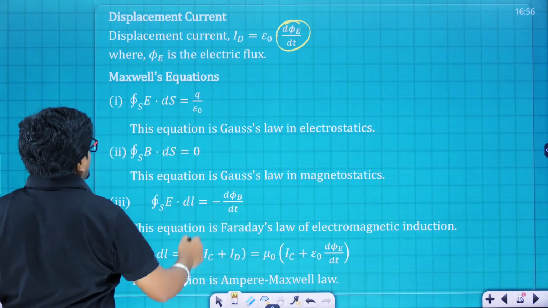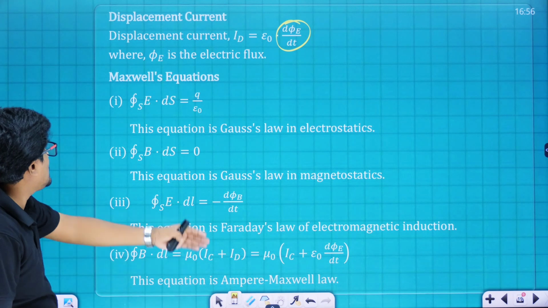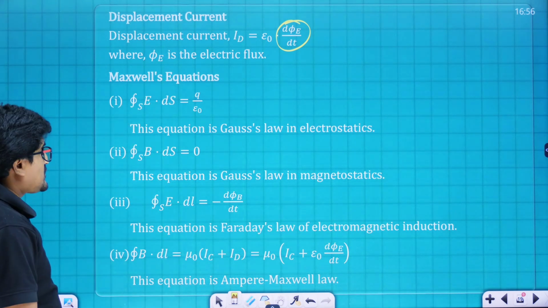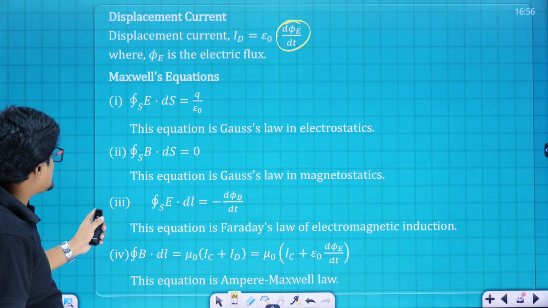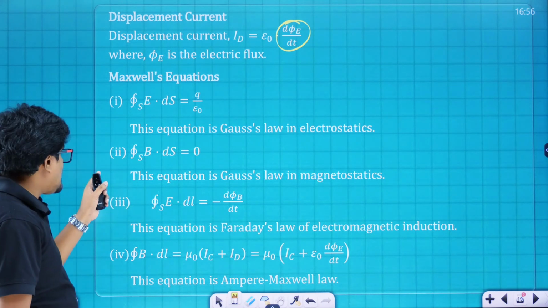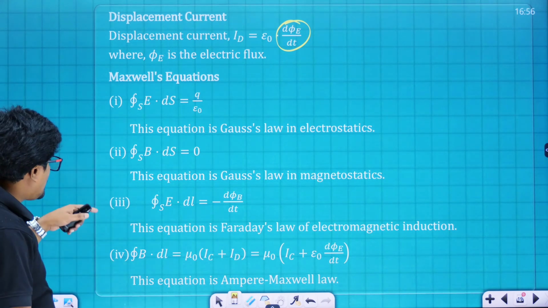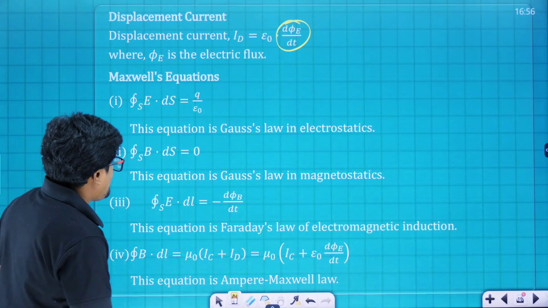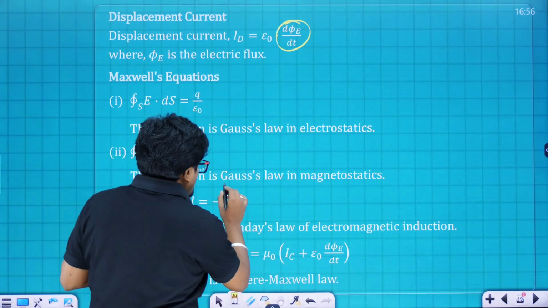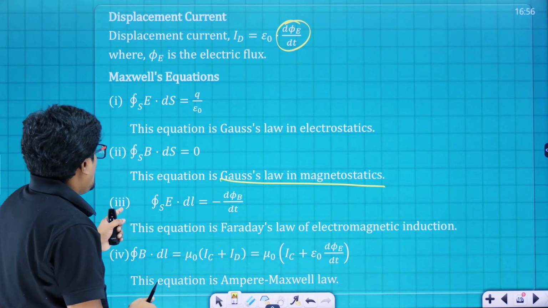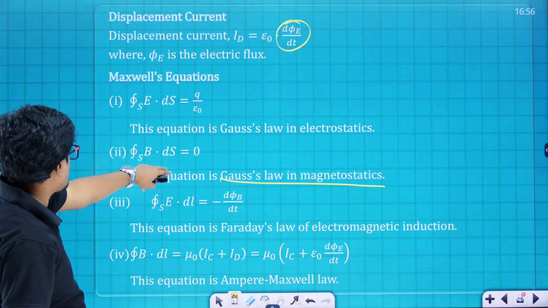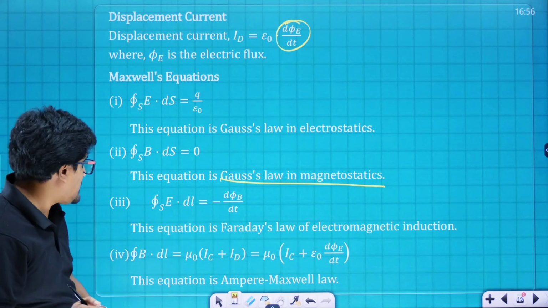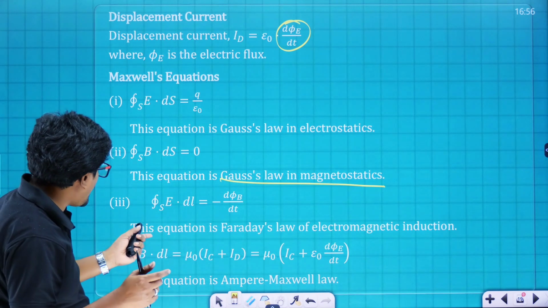All right. Now it is Maxwell's equations. Four equations are there. The first one is the closed surface integral of E dot dS equal to Q divided by epsilon naught, that is Gauss theorem in electrostatics. The second one is Gauss theorem in magnetism, the closed surface integral of B dot dS equal to 0. And the third one is Faraday's law.